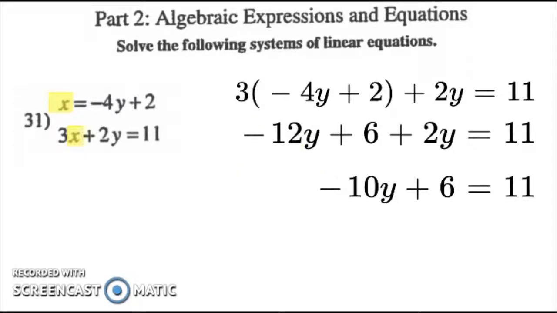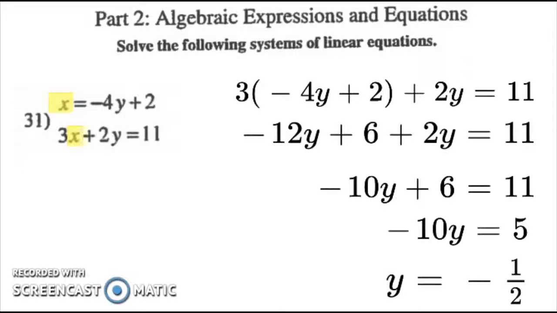Subtract 6 on both sides, I get 5. So negative 10y equals 5. Divide both sides by negative 10, I get y equals negative 1/2, when I reduce 5 over negative 10.